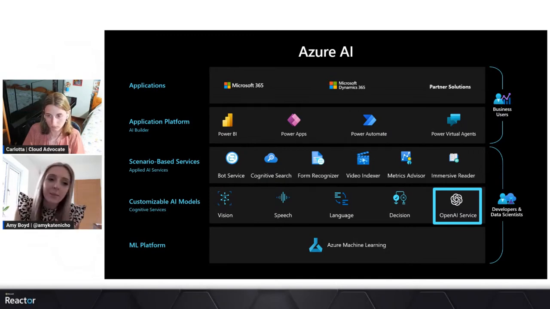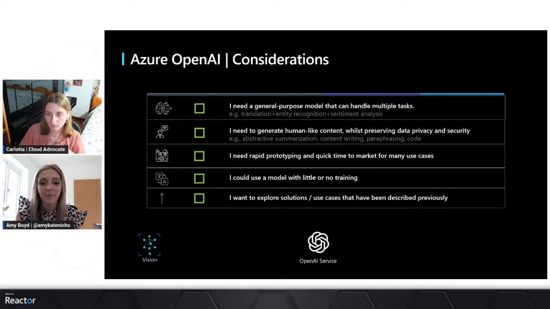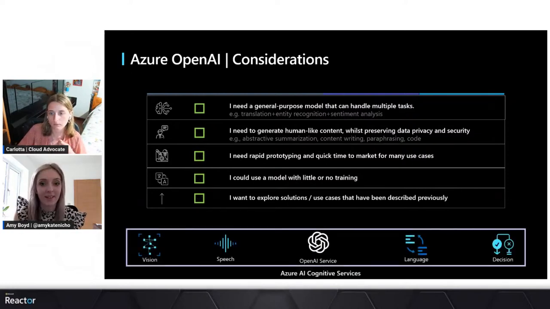I don't want to be what a lot of people call a mood hoover. A mood hoover is someone who sucks all the excitement out of something. I don't want to be that person. But there is also this element that you've got to consider when to use the Azure OpenAI service. So if you're using it to generate human-like content, scripts, headlines, you need to use a model with little or no training, and you want to explore some of those use cases and solutions we saw on the last slide. If you're ticking a lot of these boxes, it's absolutely the place that you should be looking at.